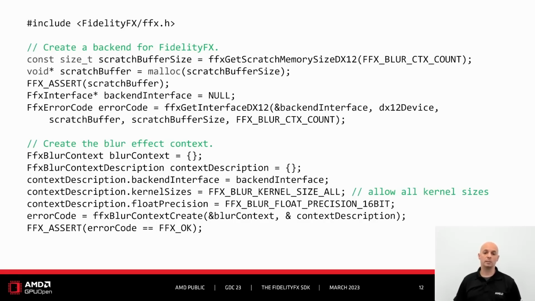Now, once the backend interface is set up, we initialize our effect context description. This tells the effect library how you would like to use the effect in question. In this case, we're creating a blur effect that will allow all kernel sizes to be supported dynamically and use the fast-packed math options in the shaders. Once the context is set up, we call ffxBlurContextCreate to create our effect context, and we're ready to start rendering blur.